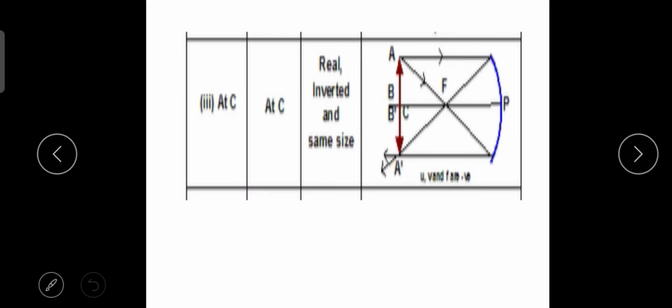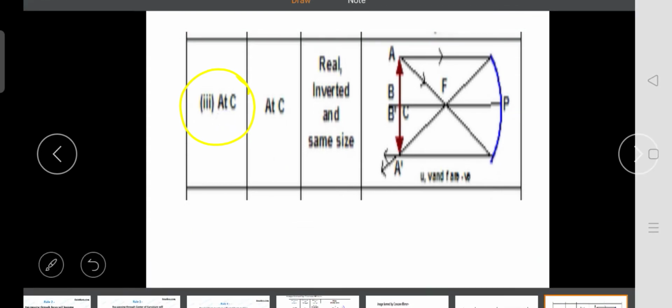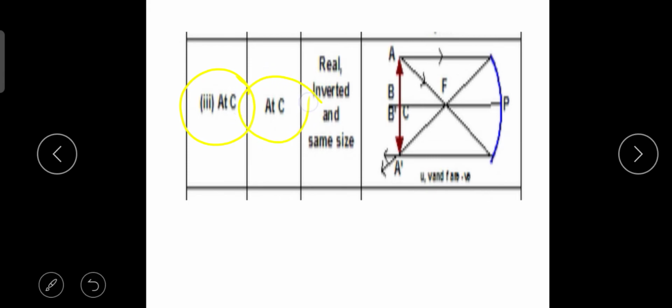Then now we look at the third one. The object is placed at C. C means center of curvature. So the object is going to be placed at the center of curvature, so that the image formed will also be at the center of curvature. Now let us see how the image is formed. Look here, we are placing the object at the center of curvature. This is the center of curvature C.